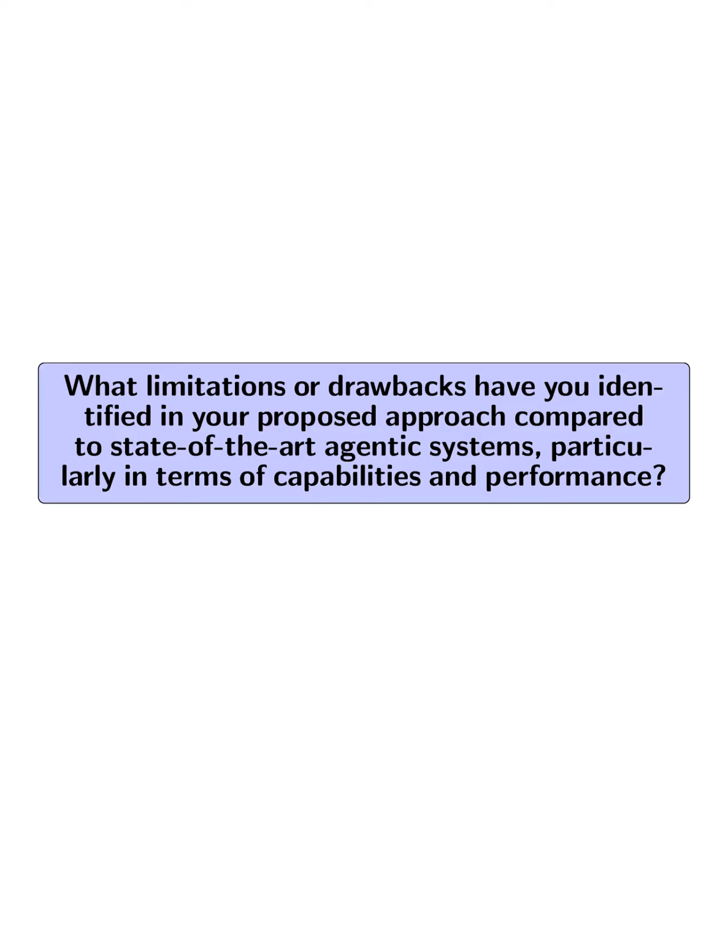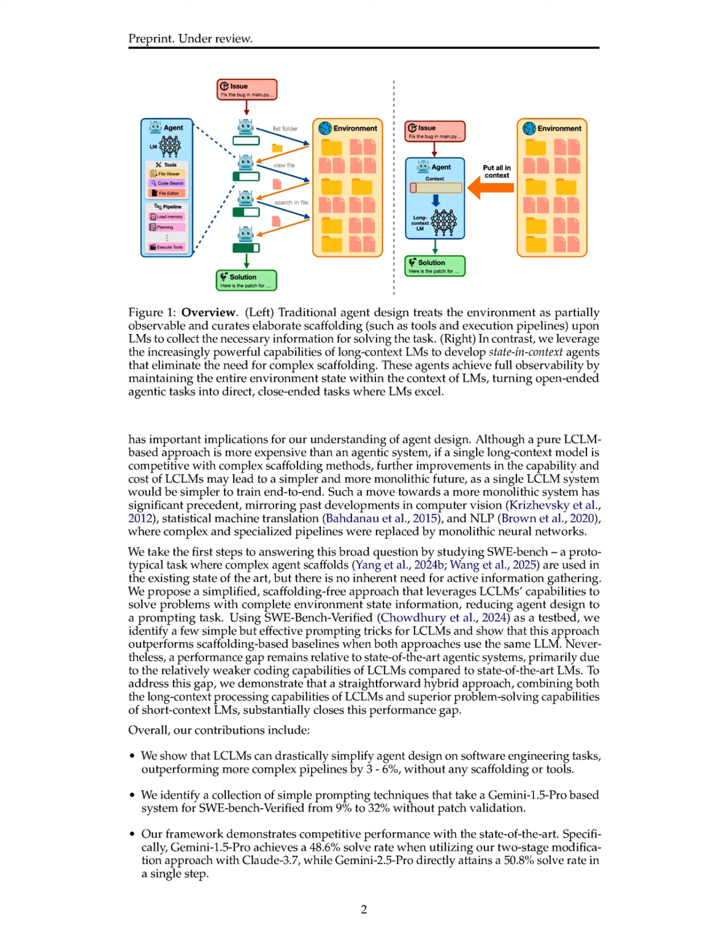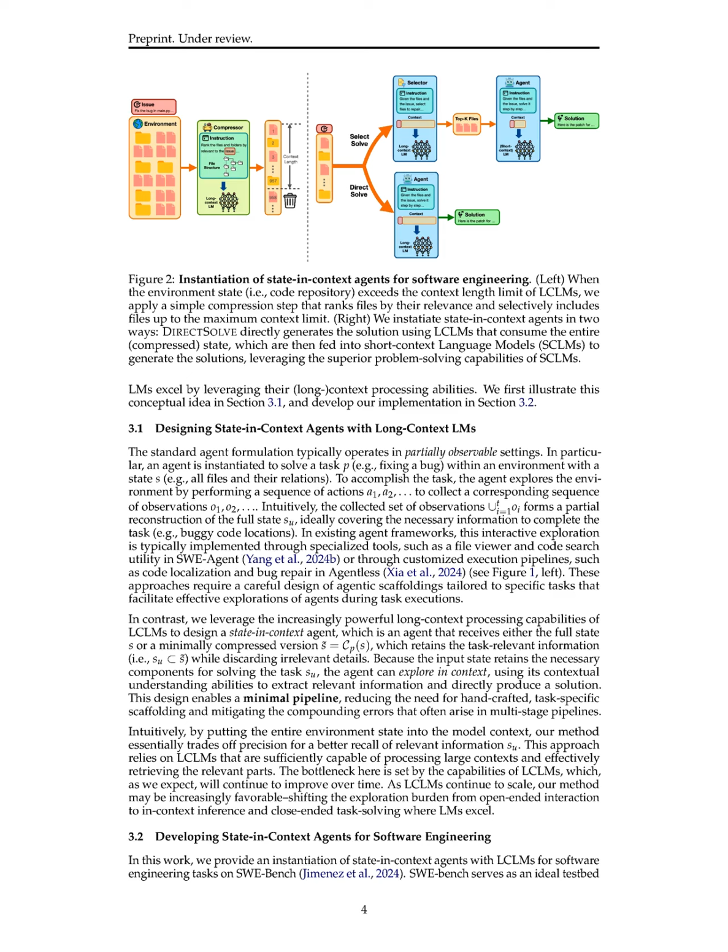What limitations or drawbacks have you identified in your proposed approach compared to state-of-the-art agentic systems, particularly in terms of capabilities and performance? Our proposed approach, while demonstrating competitive performance, has notable limitations compared to state-of-the-art agentic systems. Primarily, the long-context LMs, LCLMs, used in our methods exhibit relatively weaker coding capabilities than specialized short-context LMs, SCLMs, which results in a performance gap.